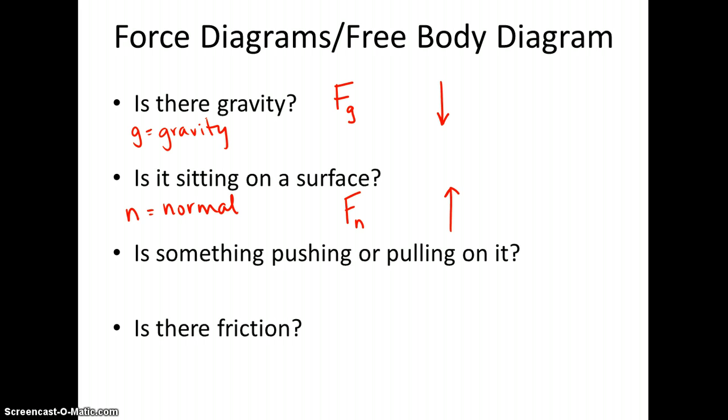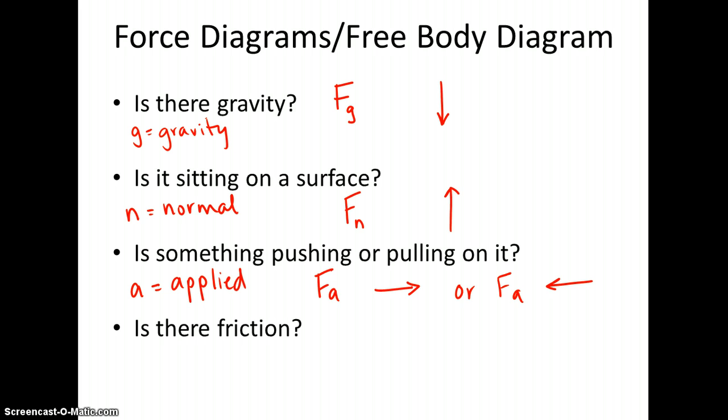Next question, is something pushing or pulling it? And this is usually because you're applying a force. For that reason, it is called applied force. And we call this Fa. So Fa could either be in this direction, where you're maybe pushing or pulling something to the right, or it could be an arrow pointing this direction, where you're either pushing or pulling something to the left.